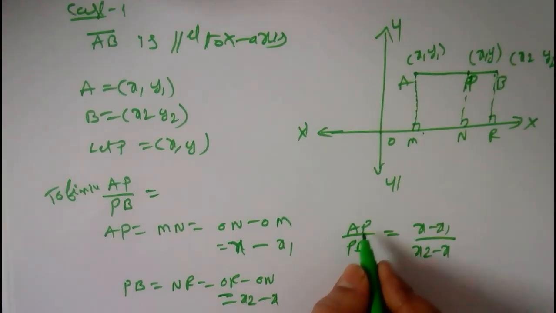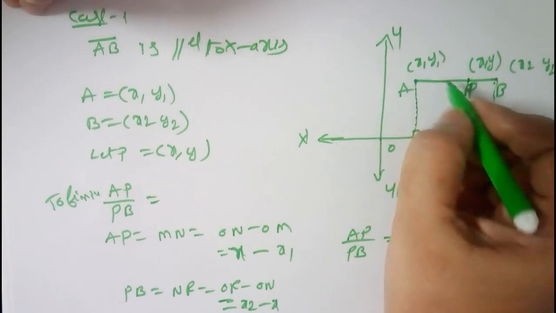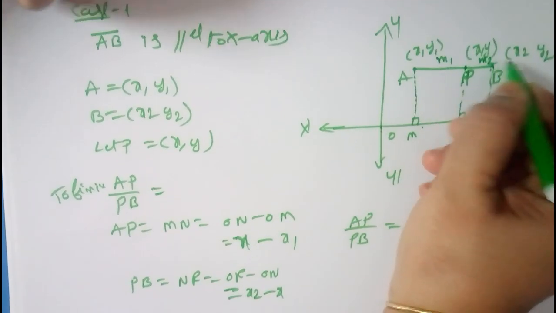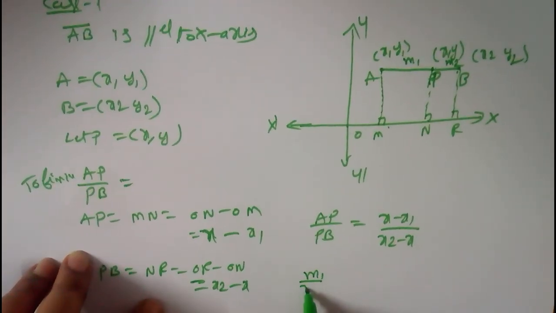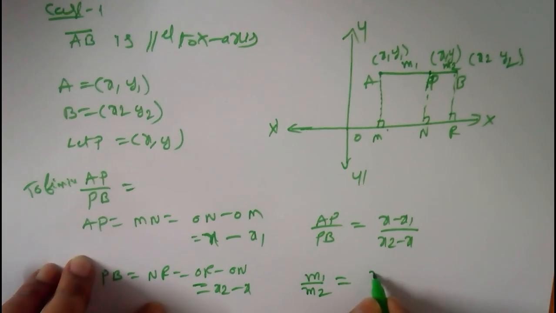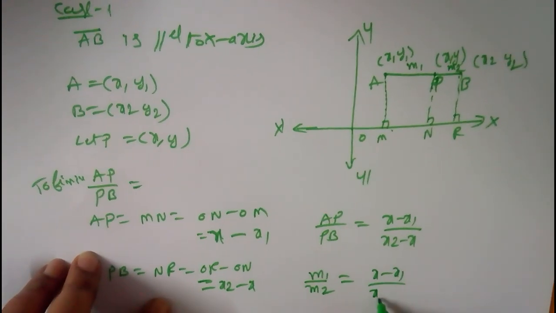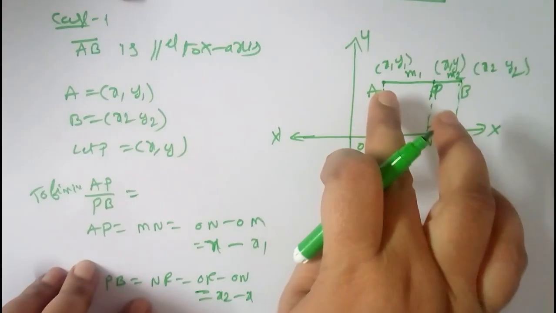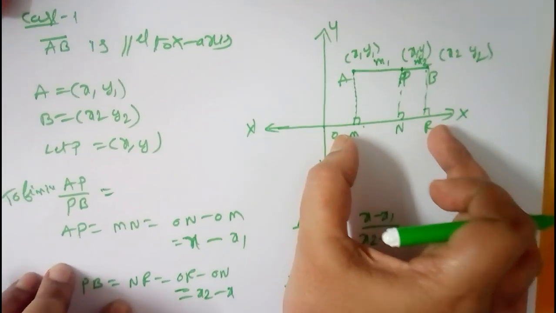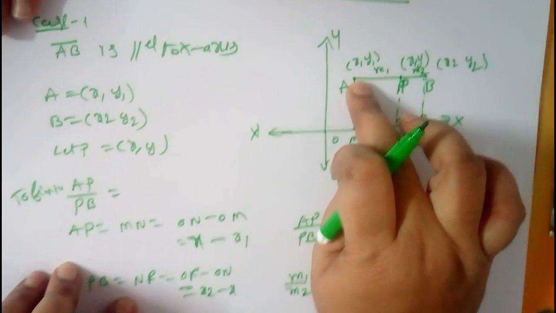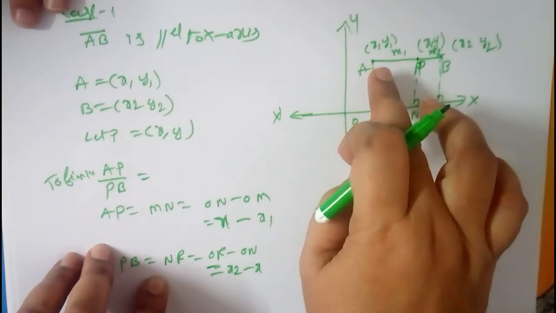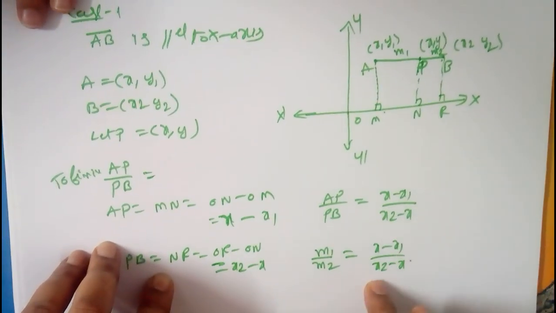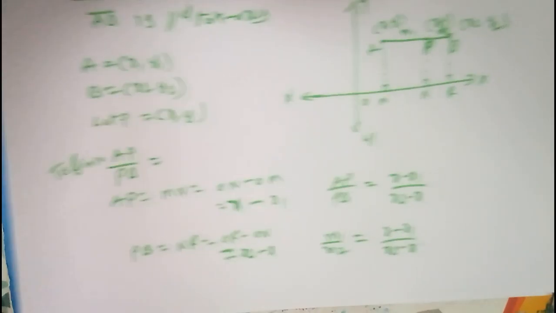So the ratio AP is to PB: the point P divides in the ratio m1 is to m2. Then m1 is to m2 can be written as m1 by m2. So m1 by m2 is equal to x minus x1 by x2 minus x. If the line segment AB is parallel to the x-axis and the point P divides it internally in the ratio m1 is to m2, then m1 by m2 is equal to x minus x1 by x2 minus x. In the same way, we can find it when the line is parallel to the y-axis.